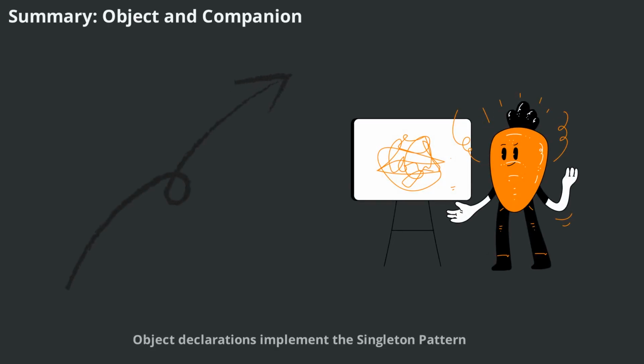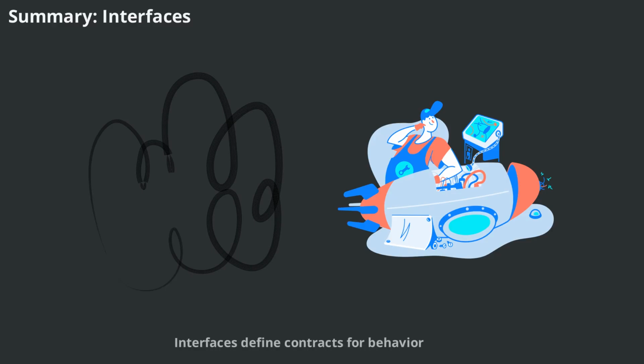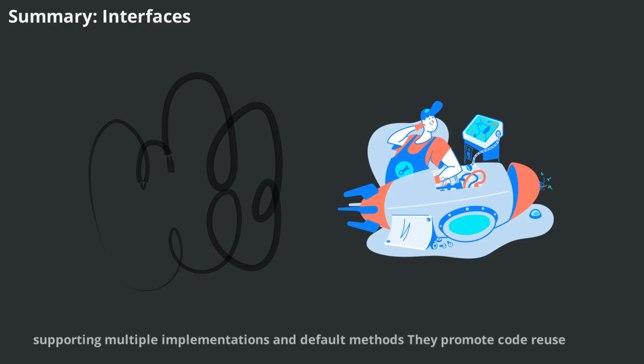Object declarations implement the singleton pattern, ensuring only one instance exists. Companion objects provide static-like members tied to a class, making it easy to group related utilities and constants. These features simplify resource management and code organization. Interfaces define contracts for behavior, supporting multiple implementations and default methods. They promote code reuse, flexibility, and modular design. Mastering interfaces is key to writing scalable and maintainable Kotlin applications.